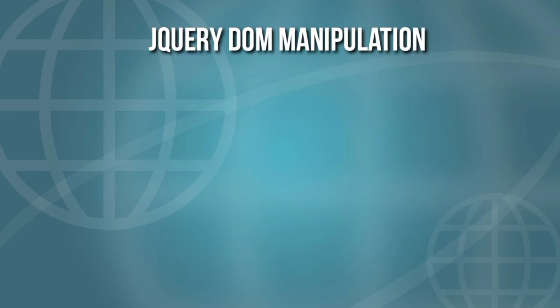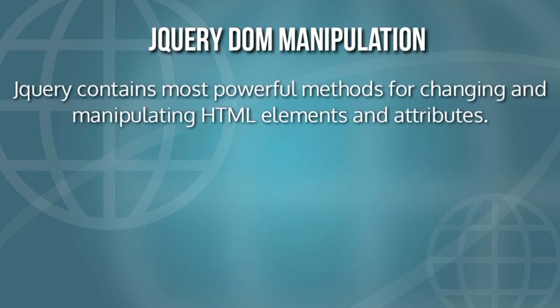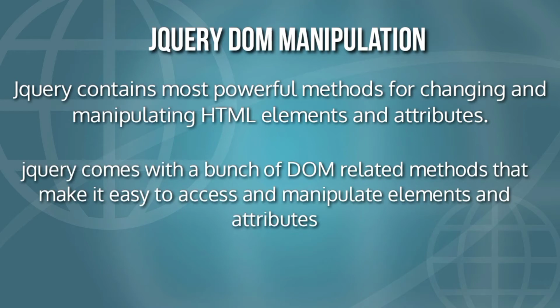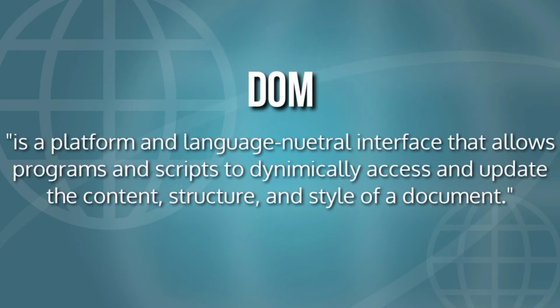jQuery DOM manipulation. jQuery contains most powerful methods for changing and manipulating HTML elements and attributes. So, it comes with a bunch of DOM-related methods that make it easy to access and manipulate elements and attributes. For a brief review, DOM is the Document Object Model. It is a platform and language-neutral interface that allows programs and scripts to dynamically access and update the content, structure, and the style of a document.